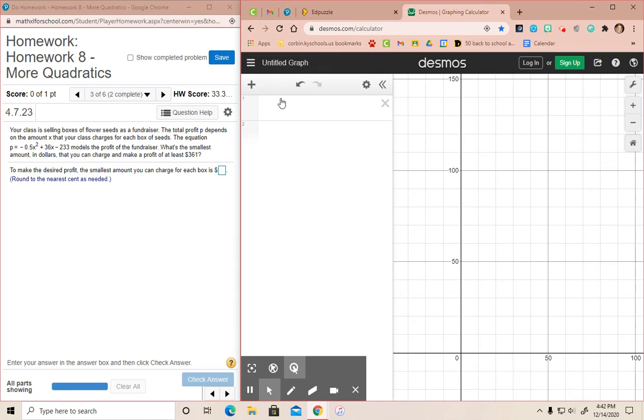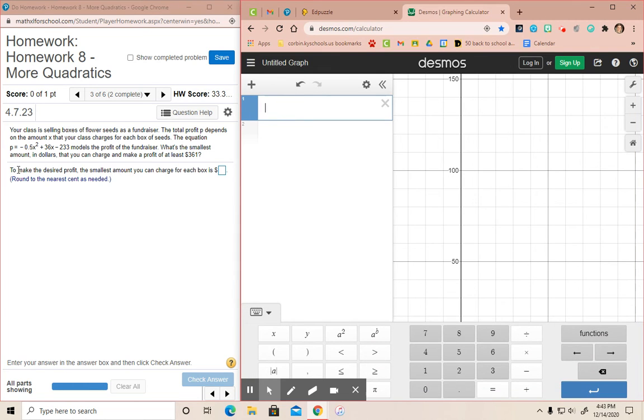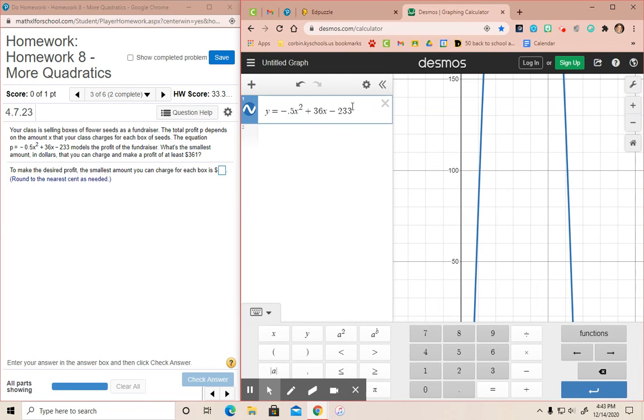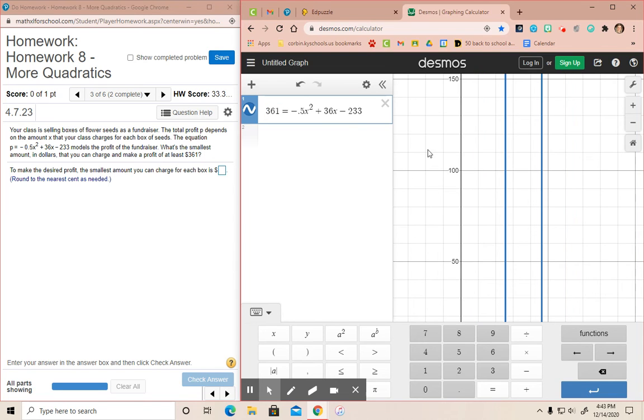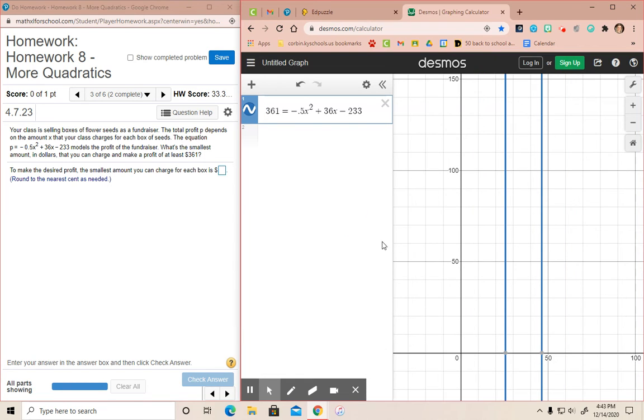Okay, so we're going to start by just typing in this equation. So we have y equals negative 0.5x squared plus 36x minus 233. Now, the profit needs to be at least $361. So y, or P, is our profit. So we could have 361 there. Okay, and if you look at the graph, okay, it should give you a parabola.